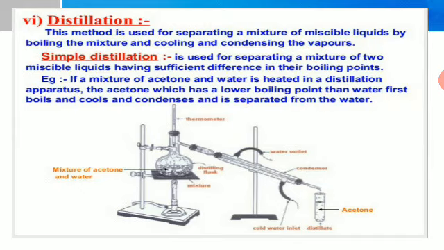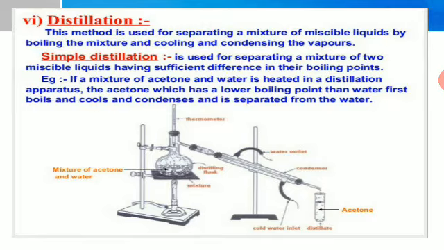If a mixture of acetone and water is heated in a distillation apparatus, the acetone, which has a lower boiling point than water, first boils, then cools and condenses, and is separated from the water. In this way, miscible liquids having sufficient difference in their boiling points can be separated by the process of distillation.